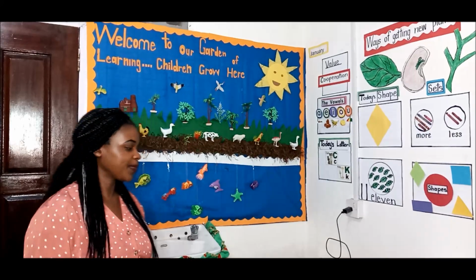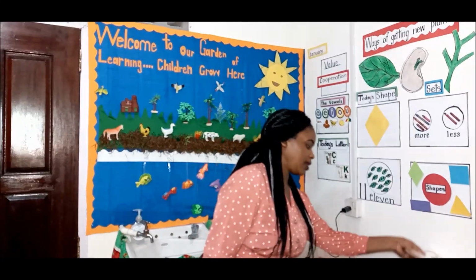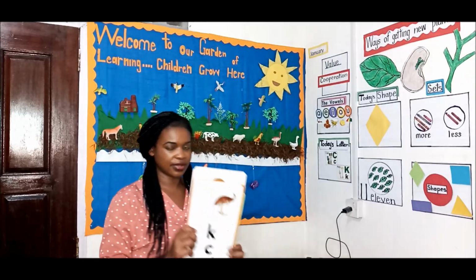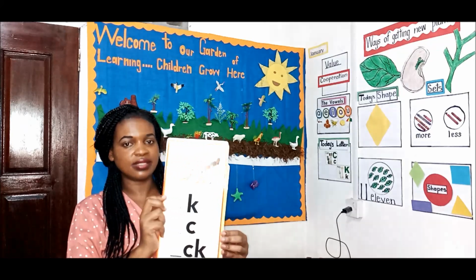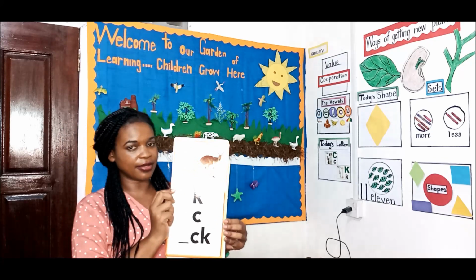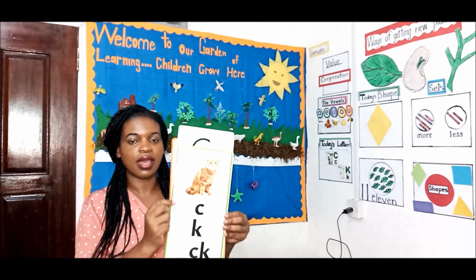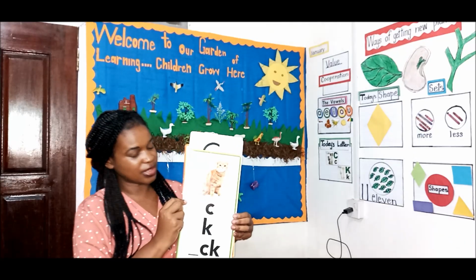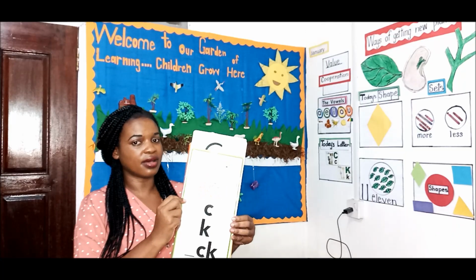Okay, boys and girls. And what are some things that begin with letter C and letter K? Some things that begin with letter C and letter K are, this is a kangaroo. The K says k in a kangaroo. This is a cat. The C says k in a cat. When we say cat, we're hearing the k sound.